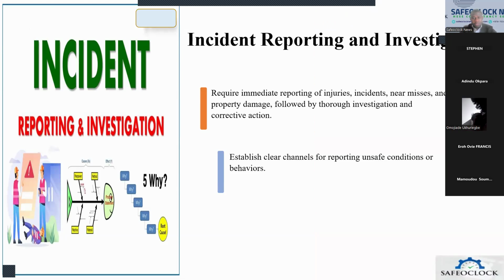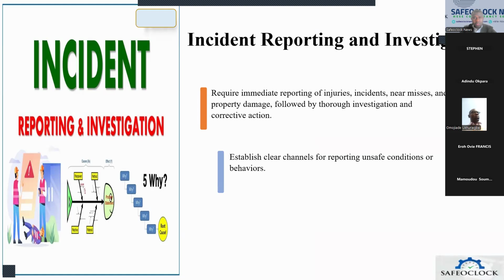Now, in terms of incident reporting and investigation, it is very important also that when dealing with these contractors, we must be able to inform them and give them a requirement that there must be immediate reporting of injury, incident, near miss, or property damage in the course of their work, in order for you as the client or the main contractor to carry out a proper investigation and deploy corrective action to prevent recurrence, having understood the lessons learned from any particular accident.